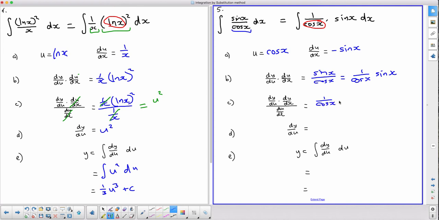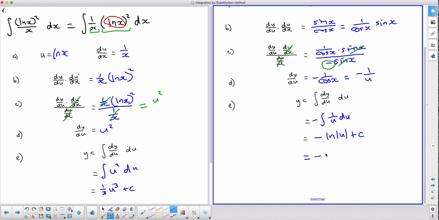And now let's write the whole thing again and divide it by du by dx. And we see we have a common factor of sine x. Let's not drop the negative. And we end up with negative 1 over u. We anti-differentiate that to ln absolute value u plus c.